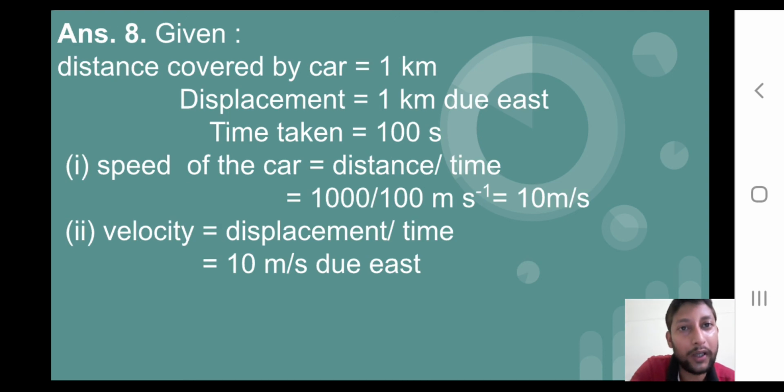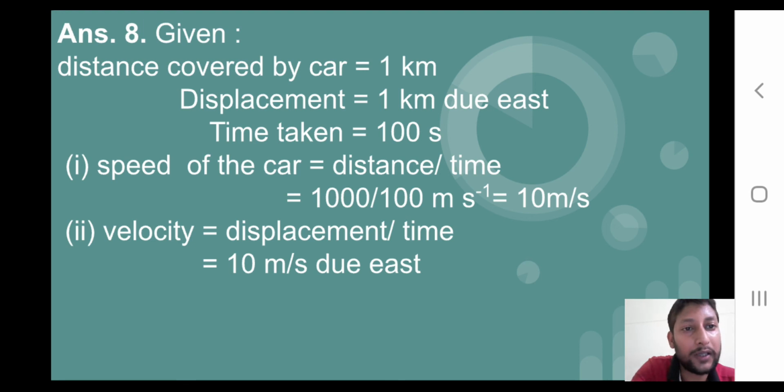Come to question number 8, where it says a car moving on a straight path covers a distance of 1 km due east in 100 seconds. What is the speed and the velocity of the car? So distance covered by the car is 1 km, hence displacement will be 1 km due east since direction is given. Time taken is given as 100 seconds. So speed of the car is distance by time, which is equal to 1000 by 100 meter per second, which is equal to 10 meter per second.